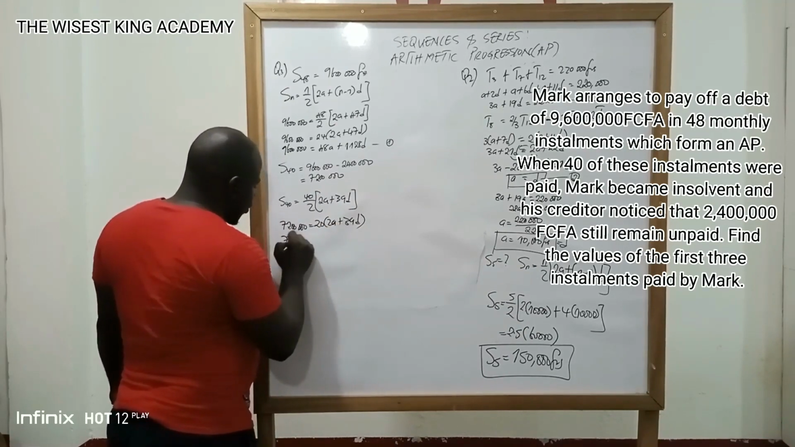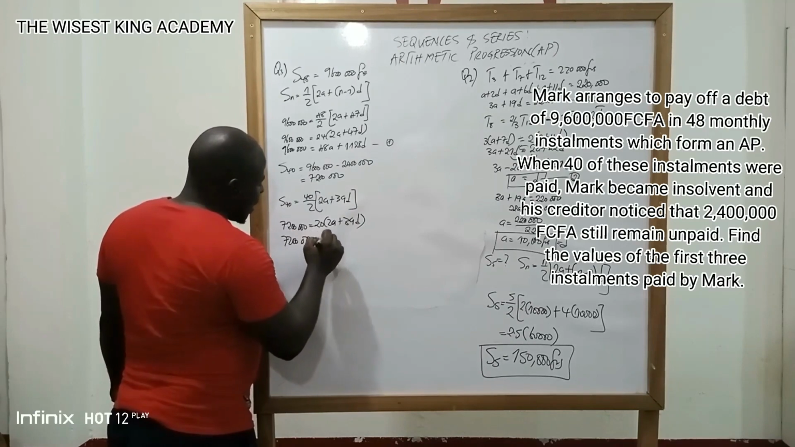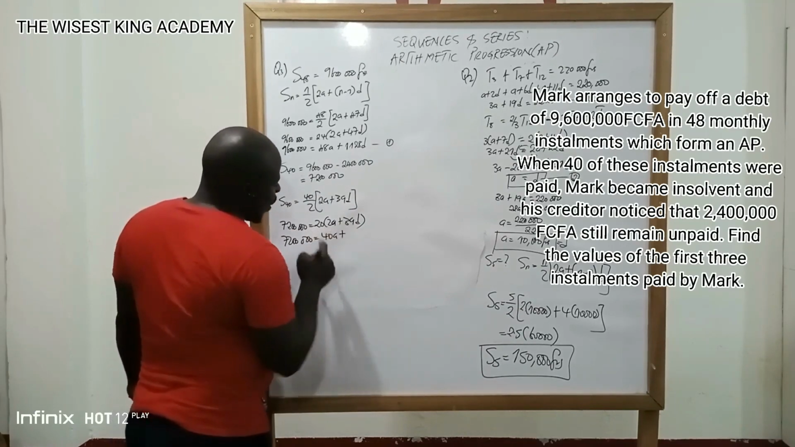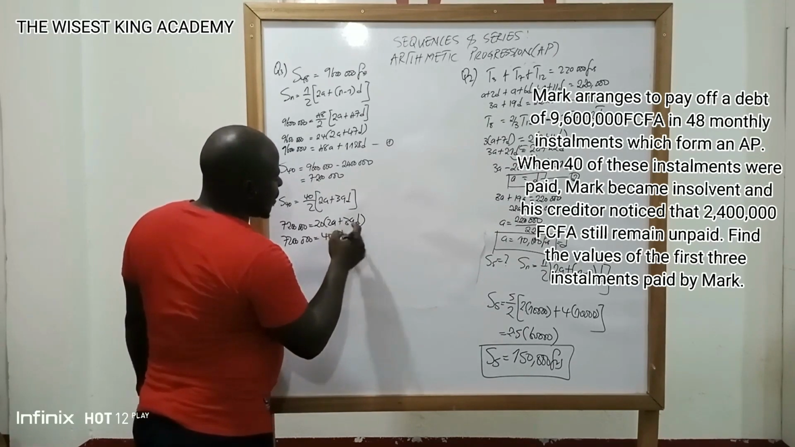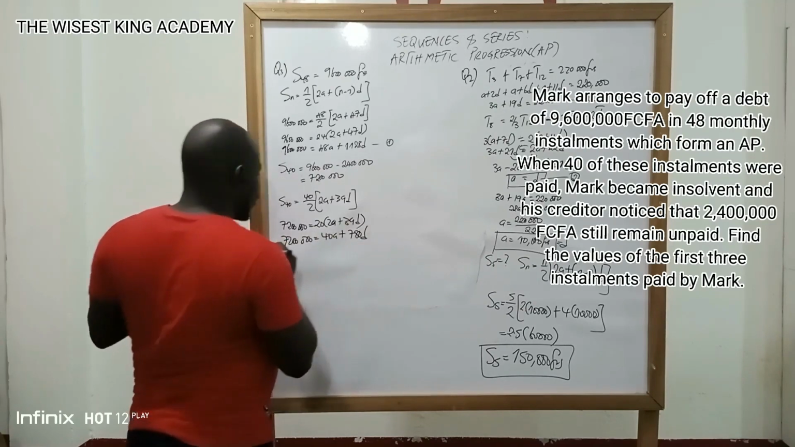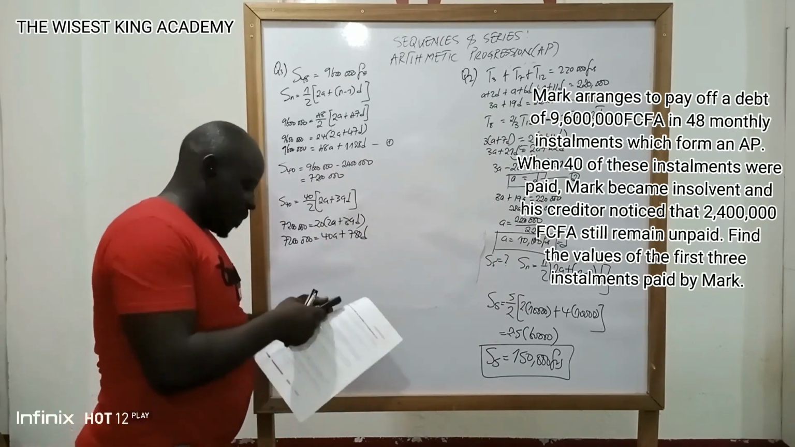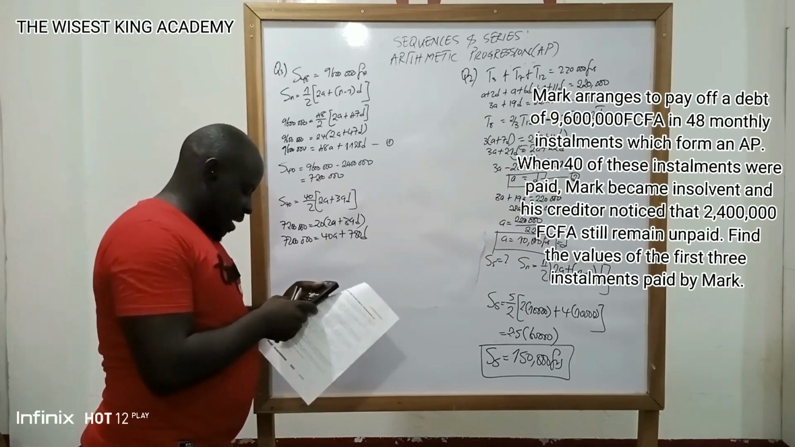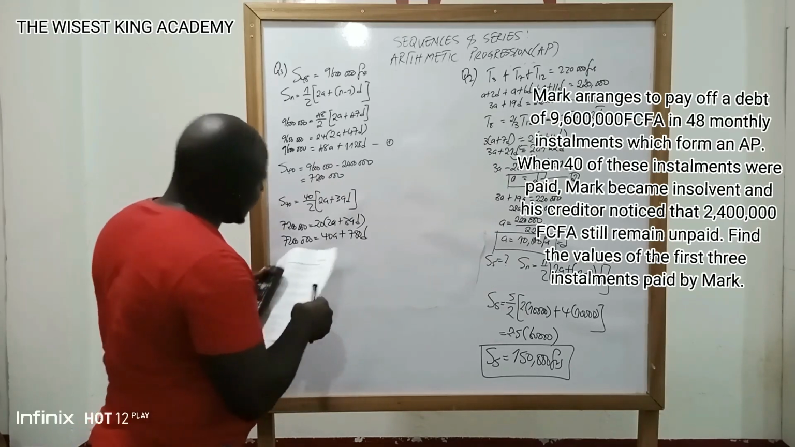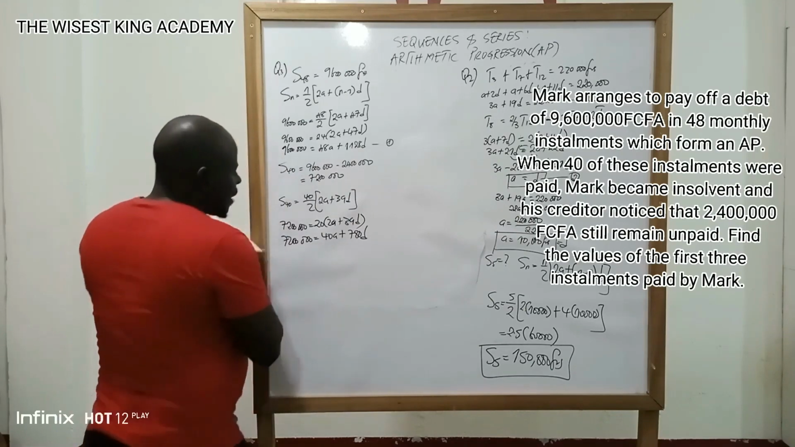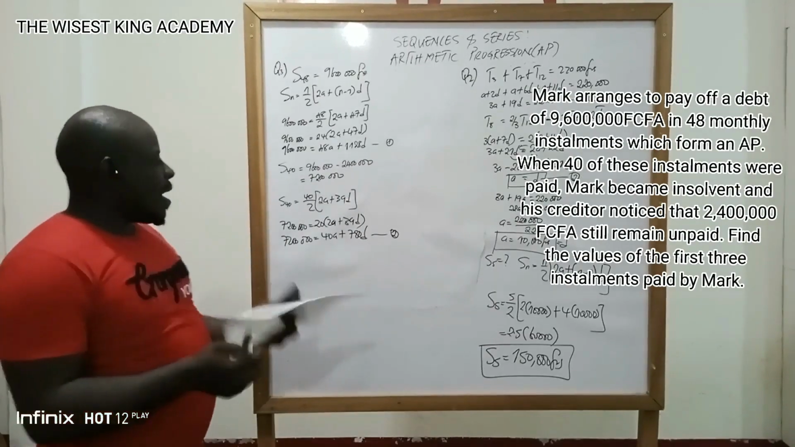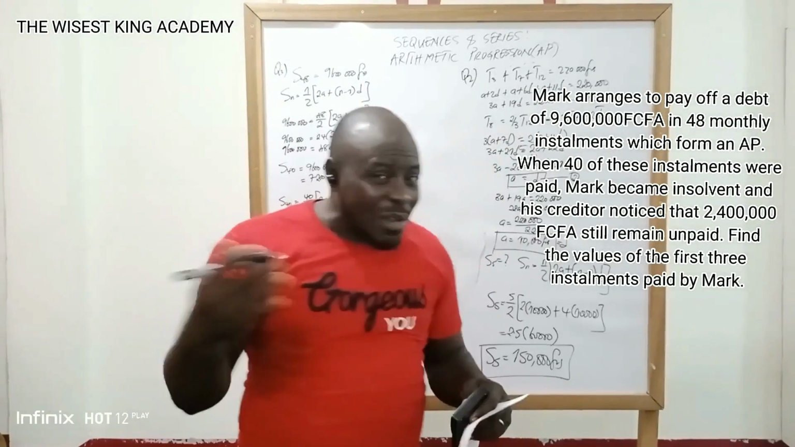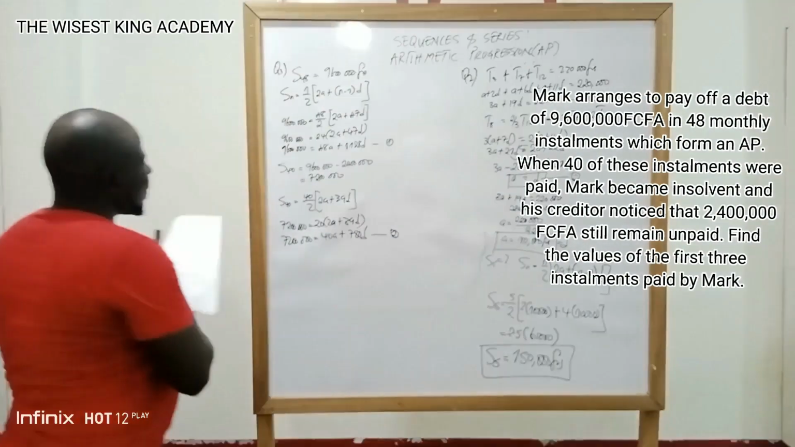So if we expand, 7,200,000 equals 40a plus 39 times 2, which is 78, 780d. That's true, 780, but let me confirm. 39 times 20, 780. Okay, this is going to form our equation number 2. We have two equations, two unknowns. Can we solve? Yes. So let's go.